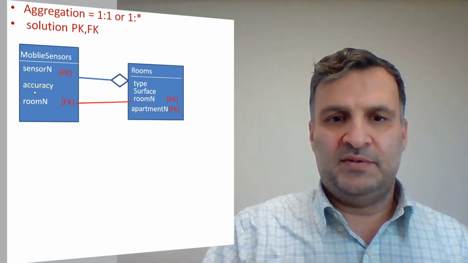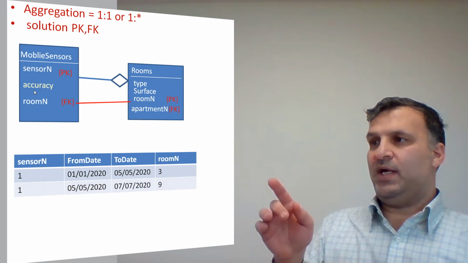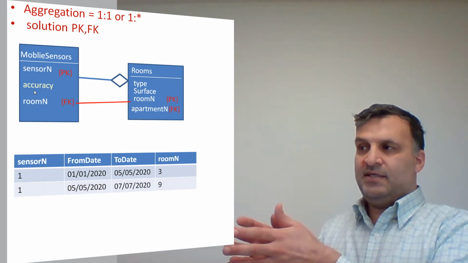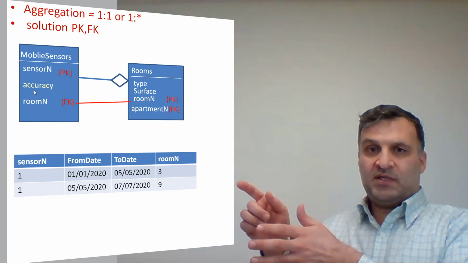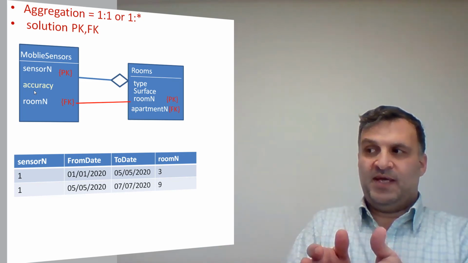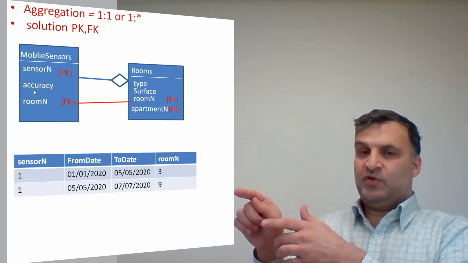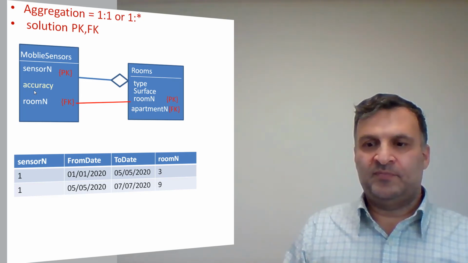For example, we can say that the sensor number 1, from the 1st of January until the 5th of May, was in the room number 3. Then from the 5th of May till the 7th of July, we put it in the room number 9.